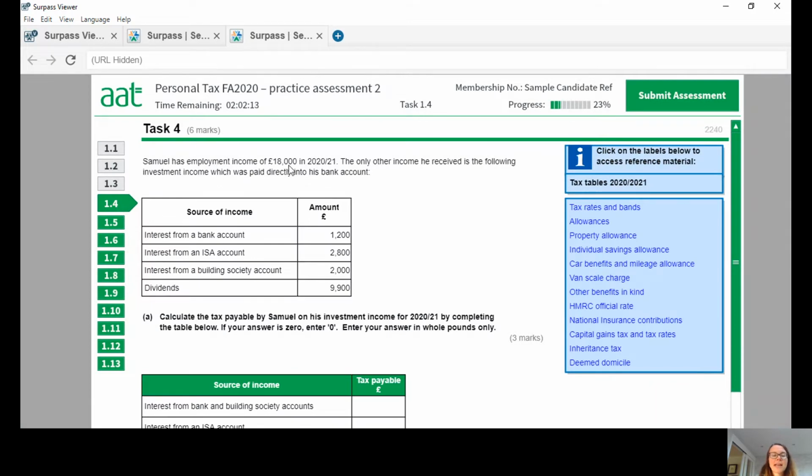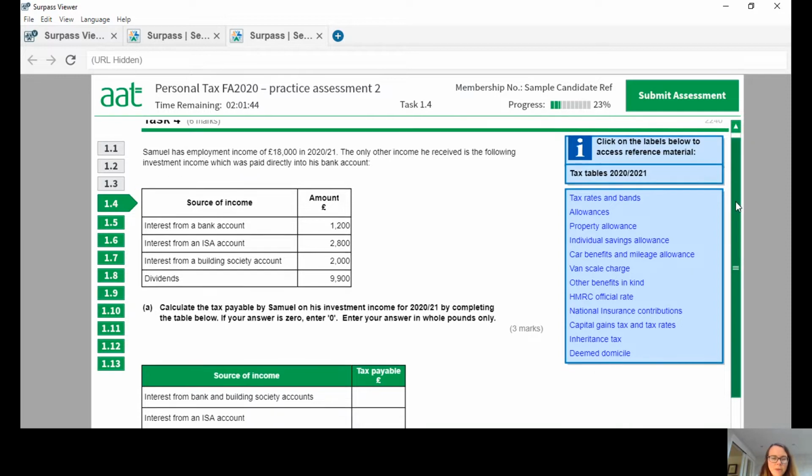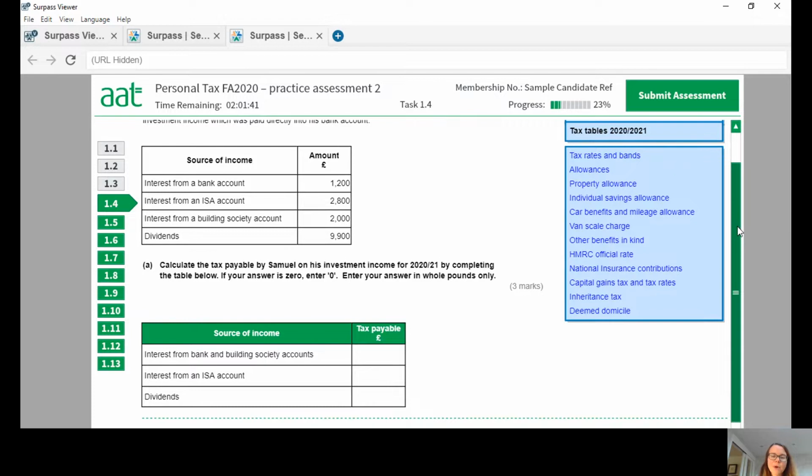Samuel has employment income of £18,000. The only other income he received is the following investment income, which was paid directly into his bank account. Watch the wording on these questions. Employment income is before the deduction of a personal allowance. I don't think it makes a difference in this particular one, but just be careful with what the wording is and what you're dealing with. So what have we got to do? Calculate the tax payable on his investment income for 2021 by completing the table below. If your answer is 0, enter 0.